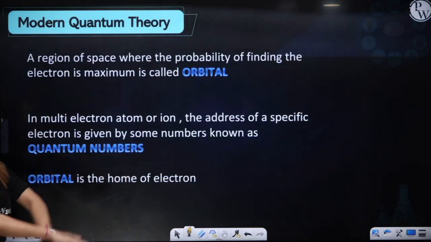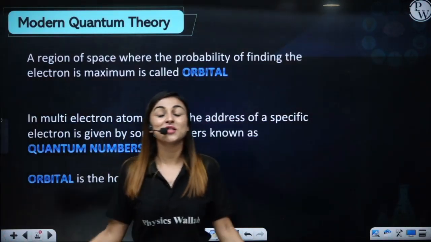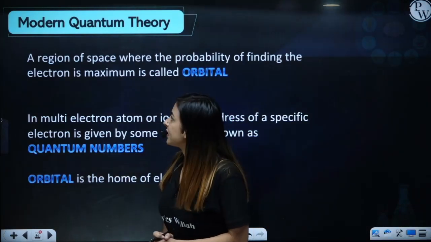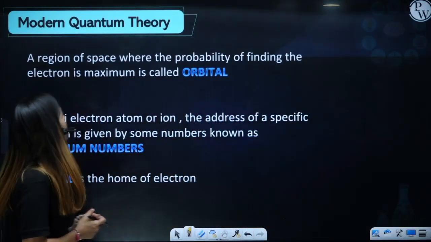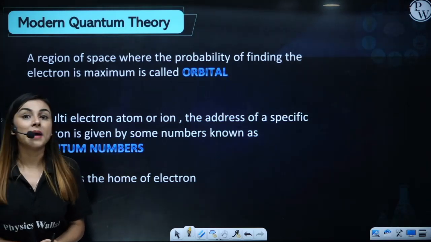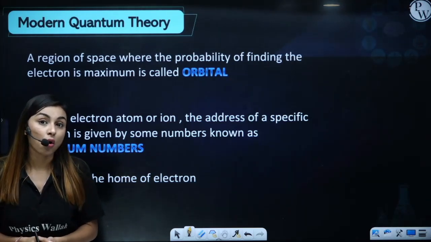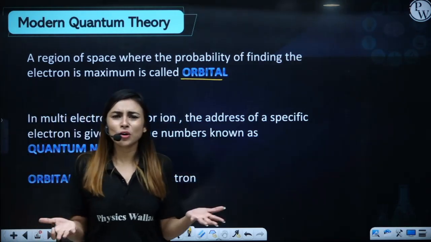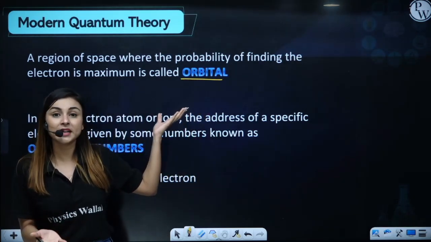So my dear students, from here, ma'am wants to introduce the modern quantum theory. What is the modern quantum theory, my students? A region of space where the probability of finding an electron is maximum, and that is known as an orbital. Okay, so ma'am, we didn't get any of it. What is an orbital? This is so scientific an explanation.